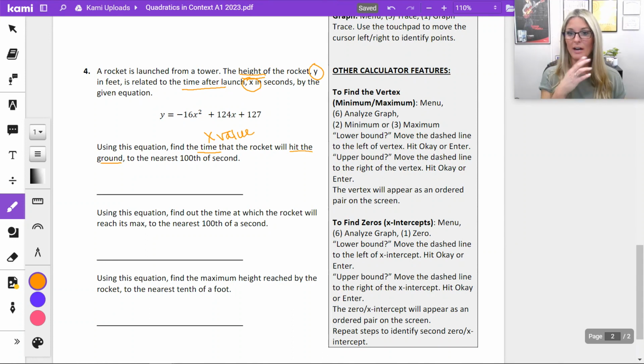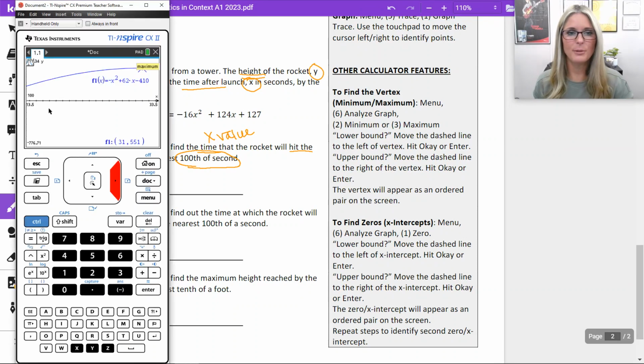Okay, think about our graph. We're not talking about vertex. Vertex is not where it hits the ground. Where is that? That's going to be at a root or an x-intercept. So we're looking for an x-intercept. And then we're going to round to the nearest hundredths of a second.